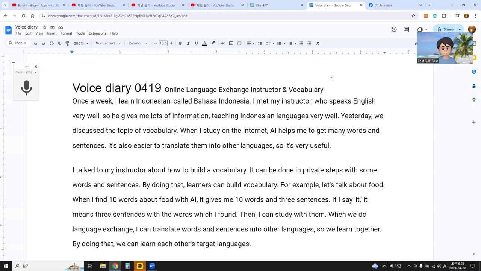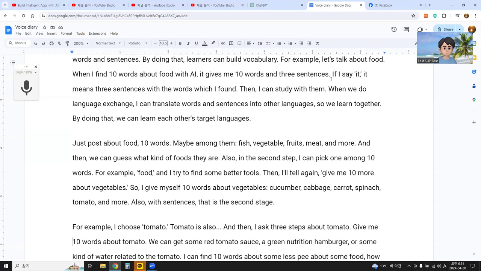So yeah, once a week I learn Indonesian, called Bahasa Indonesia. I met my instructor who speaks English very well, so he gives me a lot of information teaching the Indonesian language very well. Yesterday we discussed the topic of vocabulary. When I study on the internet, AI helps me to get many words and sentences. It's also easier to translate them into other languages, so it's very useful.